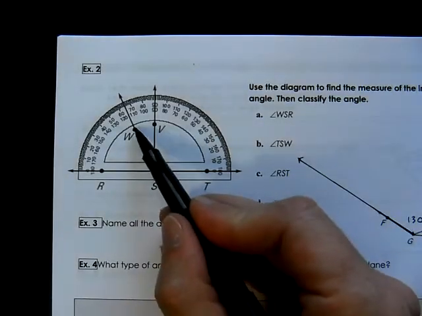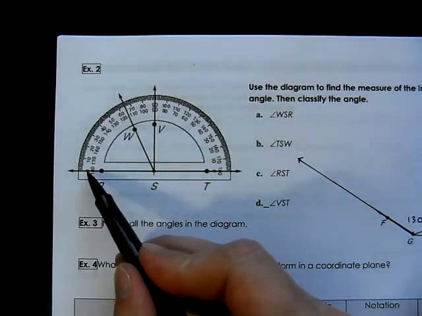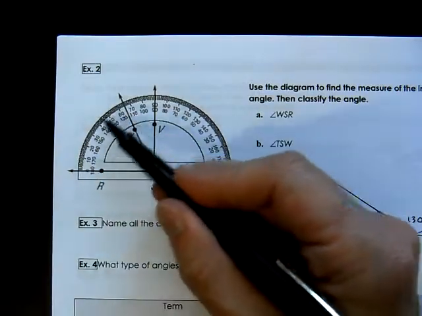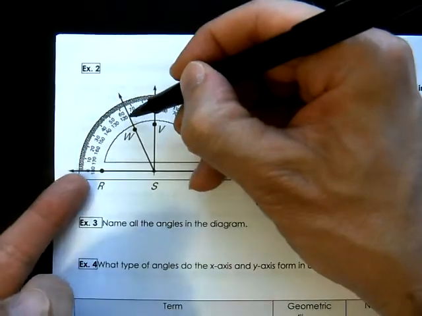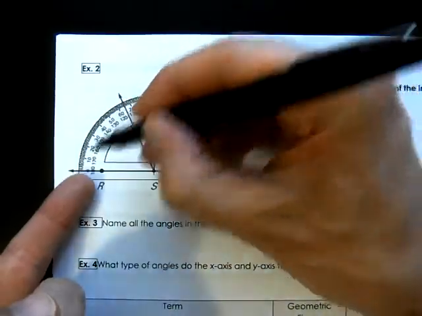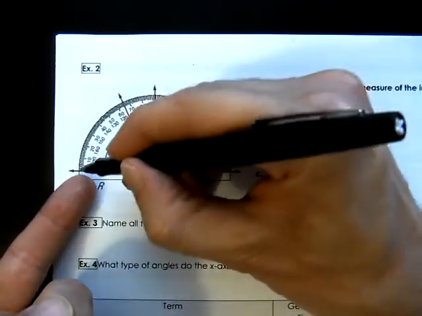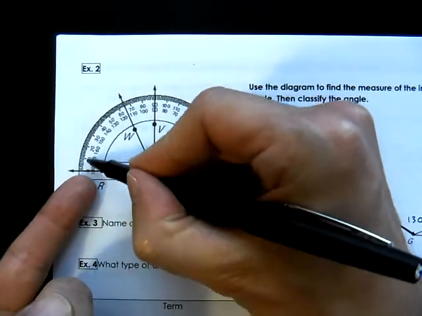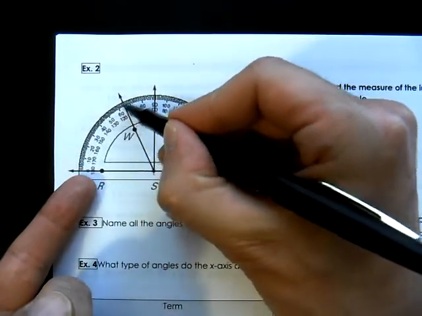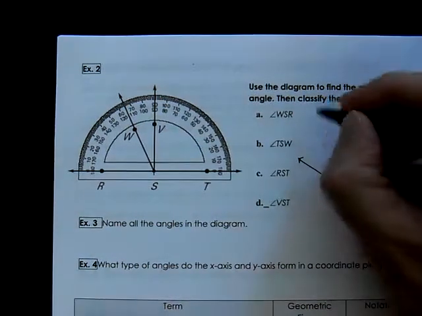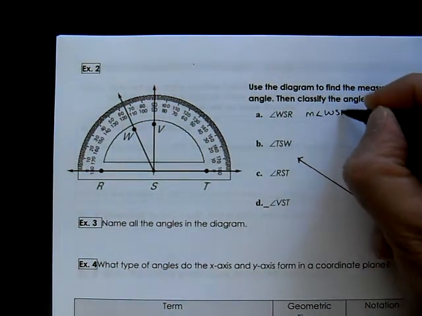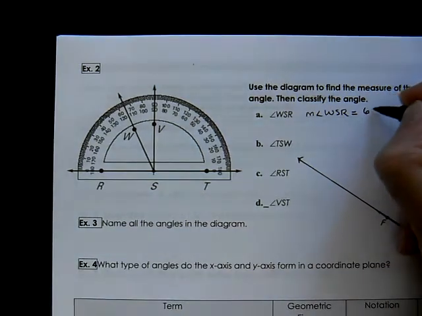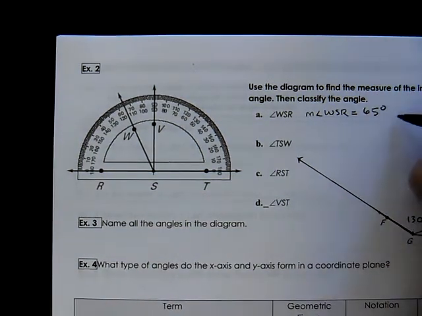Alright, so there's W, there's S, and there's R. So we're looking at this right here. Now, because this side of the angle does in fact go through 0, we can just count upwards on that outer track. So 0, 10, 20, 30, 40, 50, 60, looks like 65 degrees. So we would say the measure of angle WSR is 65 degrees. Well, that's less than 90, so that would be an acute angle.